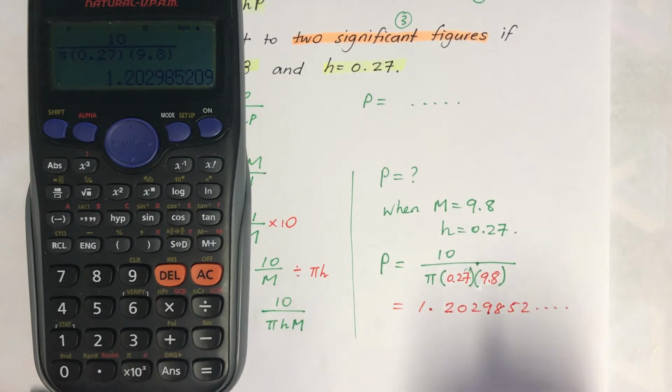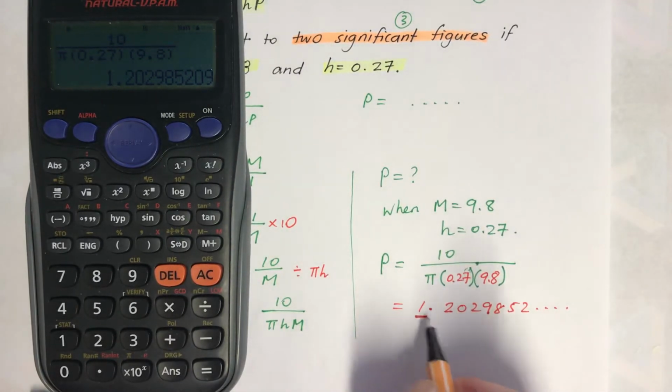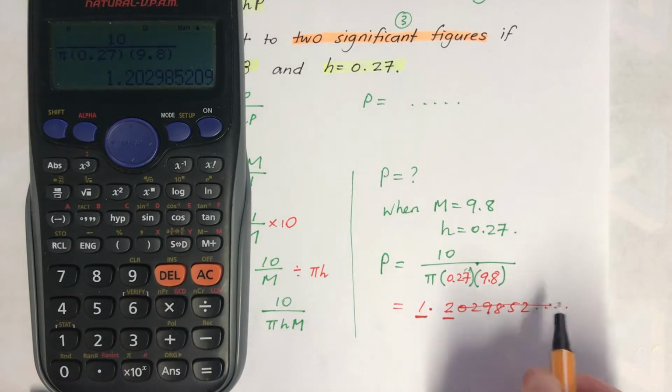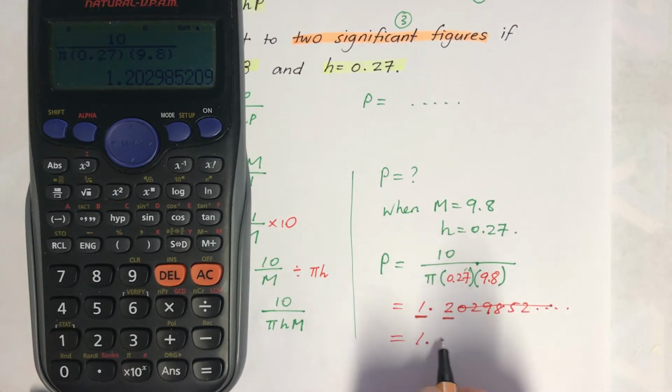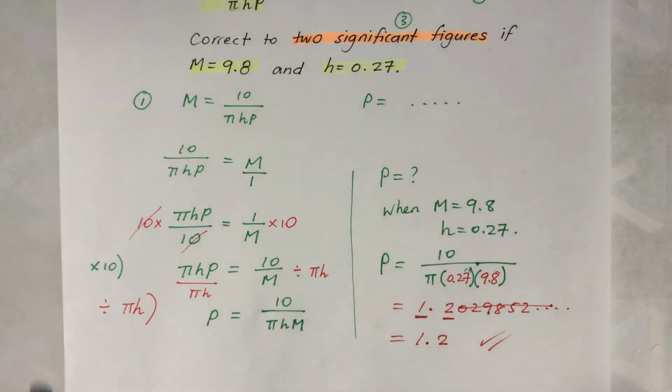1.2029852... Now it says two significant figures, right? So one significant figure, two significant figures, and the rest disappears. So your answer should be 1.2. Okay, done. Next question. Let's have a look.